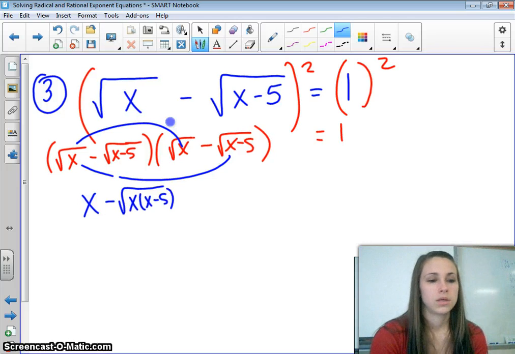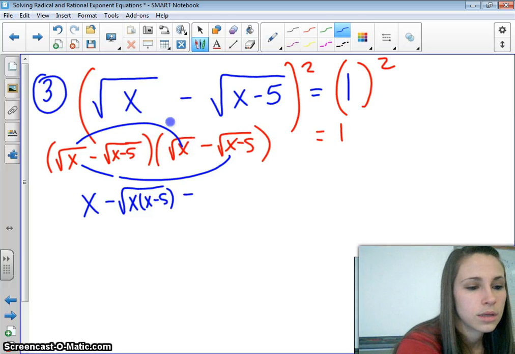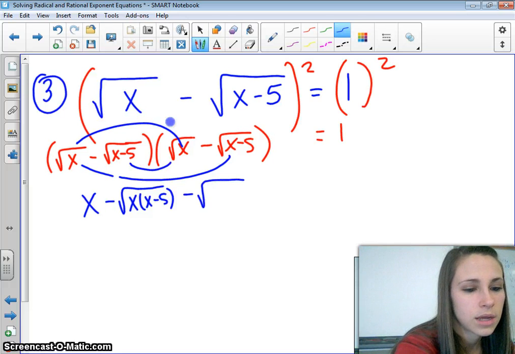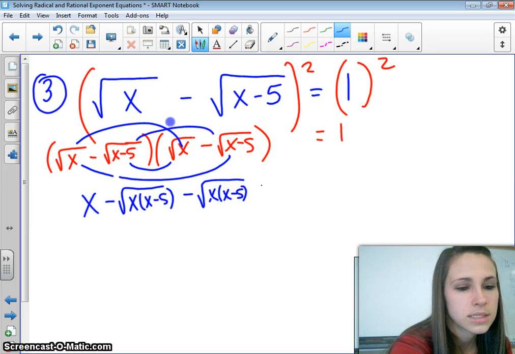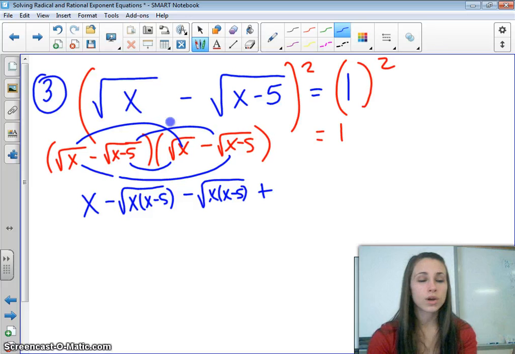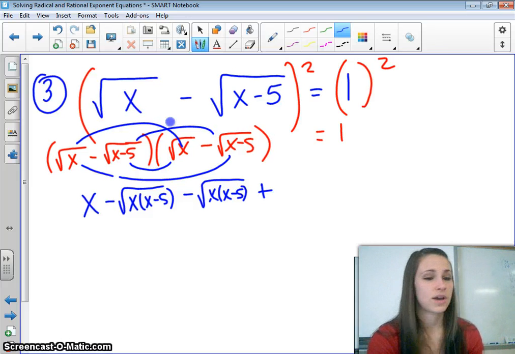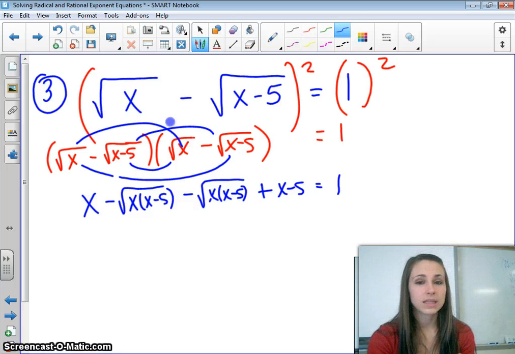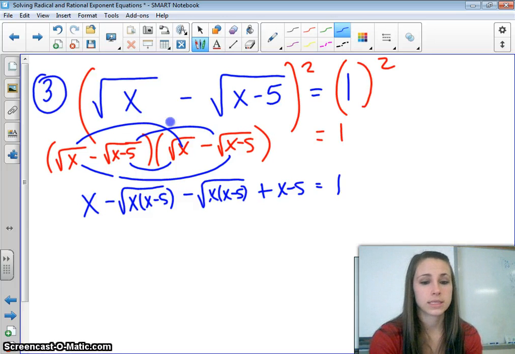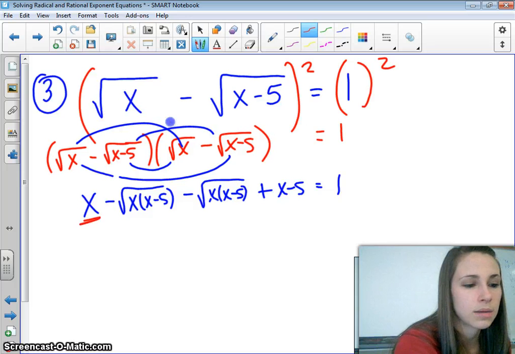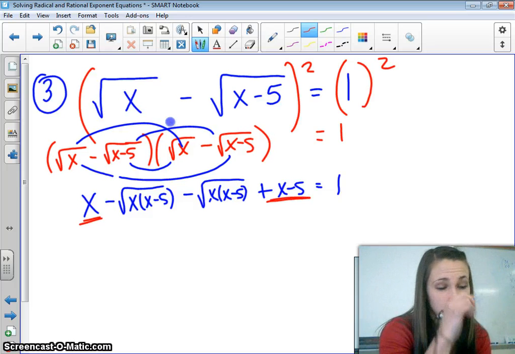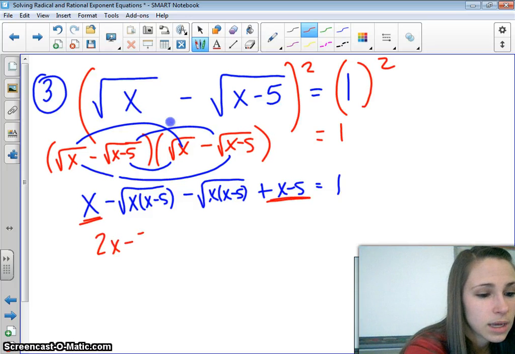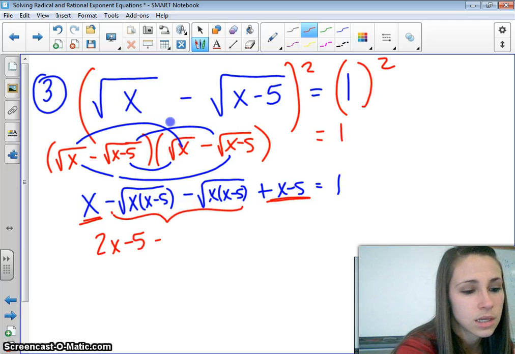Okay? So then when I multiply the other insides, that's going to give me minus the square root of x times x minus 5. And then my last is going to give me a positive. The square root of x minus 5 times the square root of x minus 5 is just x minus 5. Now, I'm going to combine like terms on that side. So I combine my x and my x minus 5, and that's going to give me 2x minus 5, and then this is going to be minus.